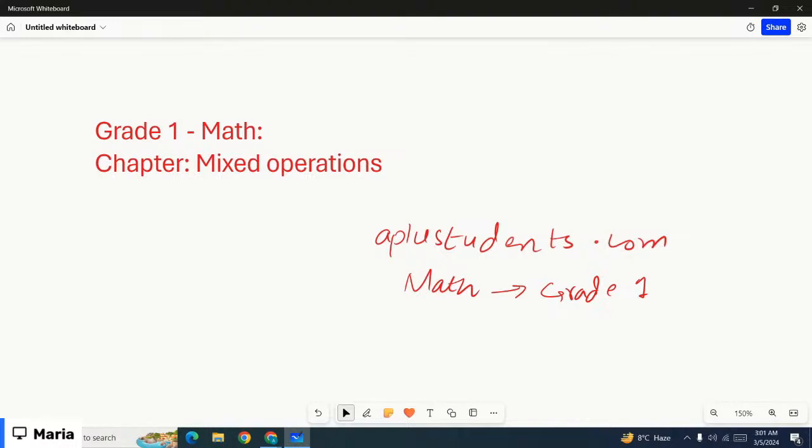Please make sure you have your notebook and pencil so that you can note down the important examples and definitions as well, right? Let's just start with the lesson.